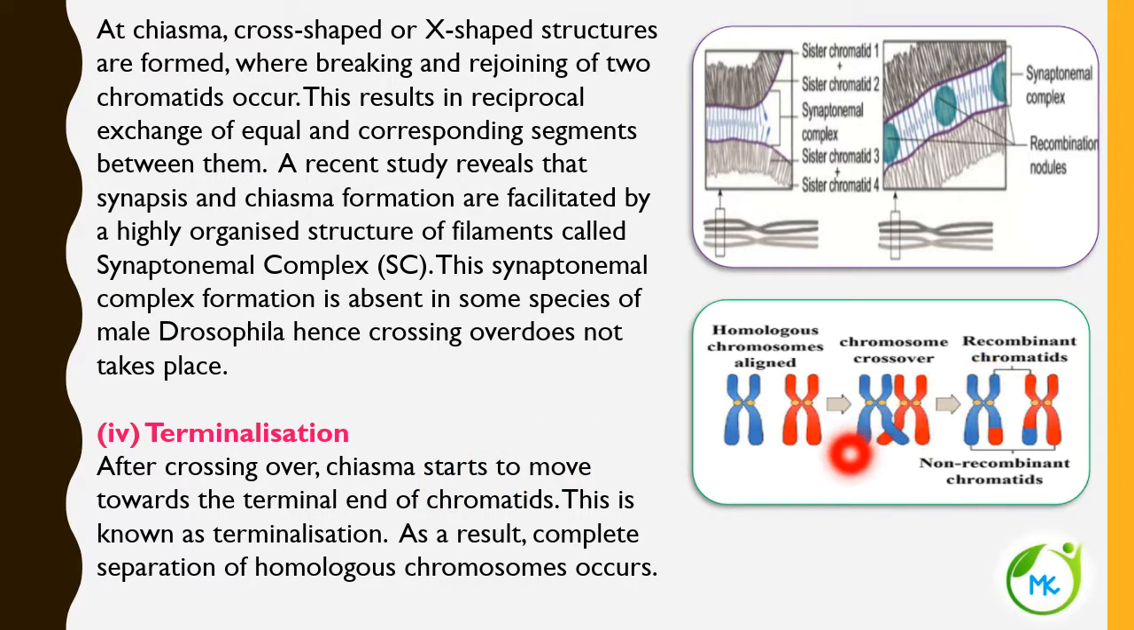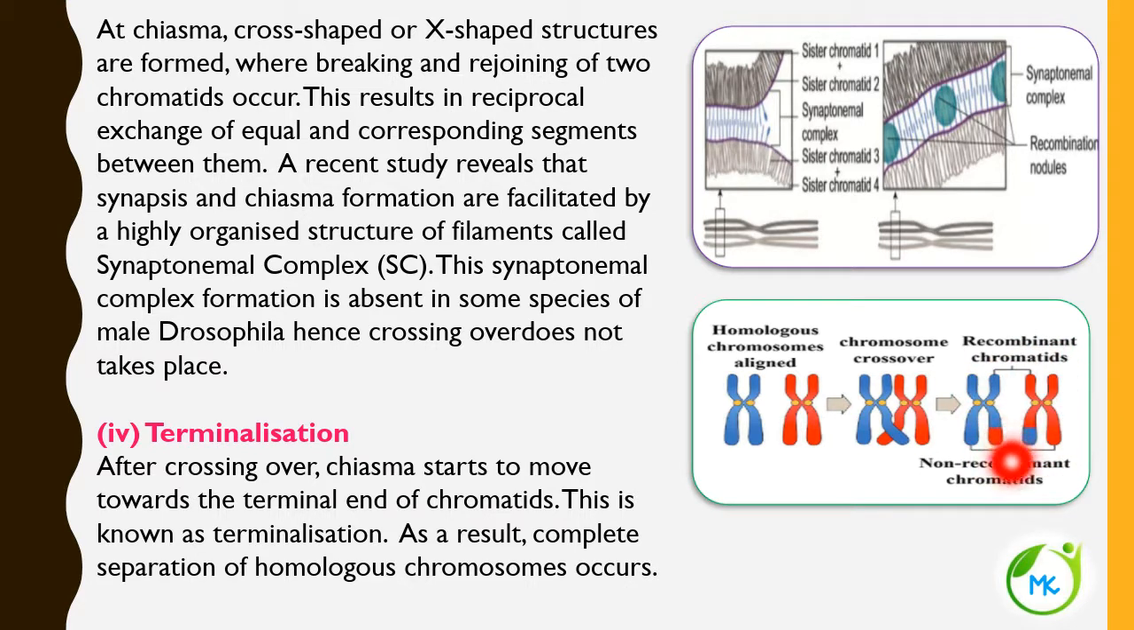Here crossing over has taken place, and the last step is terminalization. After crossing over, the chiasma starts to move towards the terminal end of the chromatids, and this process is referred to as terminalization. As a result of terminalization, the homologous chromosomes completely separate from each other. Here you can see crossing over has taken place.